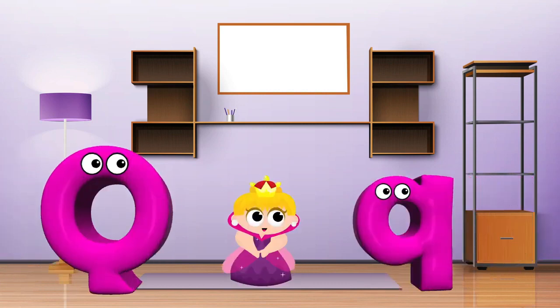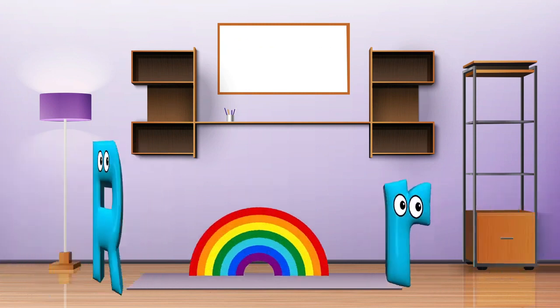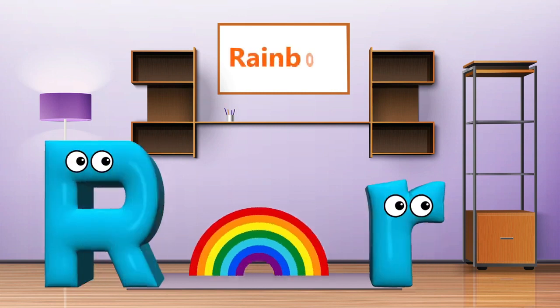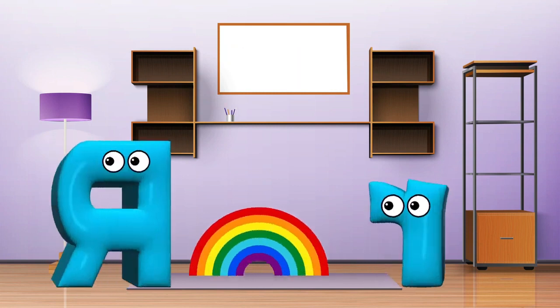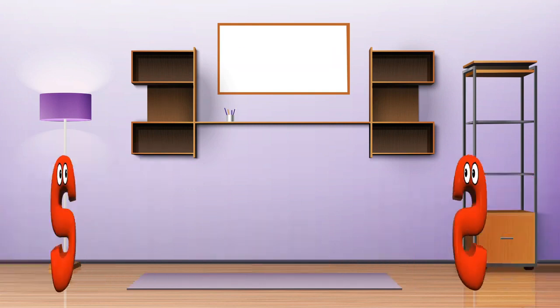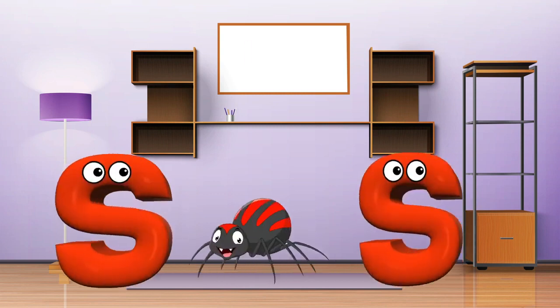Q is for queen. Q, Q, queen. Q, queen. R is for rainbow. R, R, rainbow. R, rainbow.